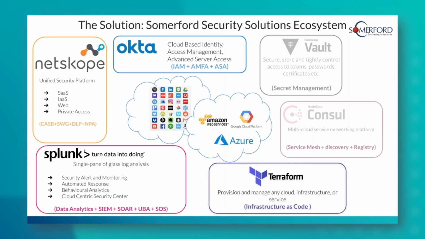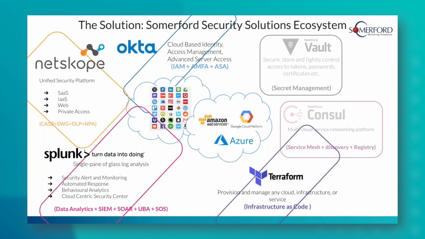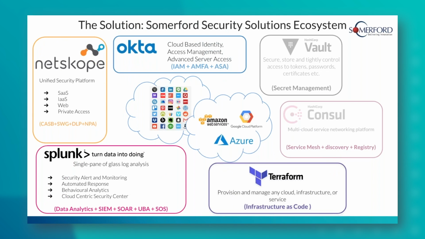So we mentioned HashiCorp, which has various different technologies in what they call the Hashi stack. Vault and Consul, for example, we didn't mention during this webinar, but we did mention Terraform, as well as Netskope, Okta, and Splunk. There are some other elements that we're going to include later on as we start to build upon Vault and Consul. But essentially, these are our capabilities, and this is what we'd like to call our security solutions ecosystem.